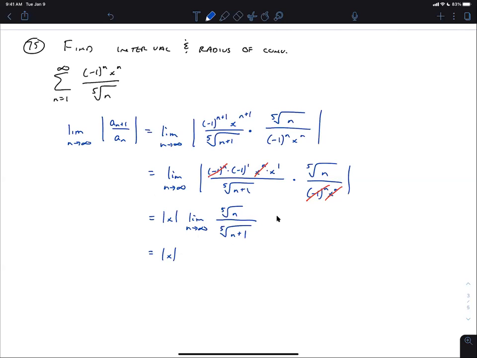Question in chat is, okay, how is this 1? Because the biggest thing on top is the fifth root of n, and the biggest thing on bottom is fifth root of n, which is then just 1. Does that make sense? Everybody clear? So, okay, cool.